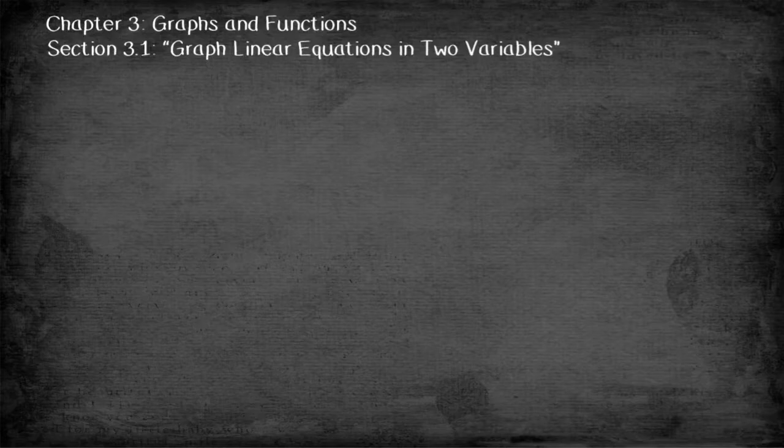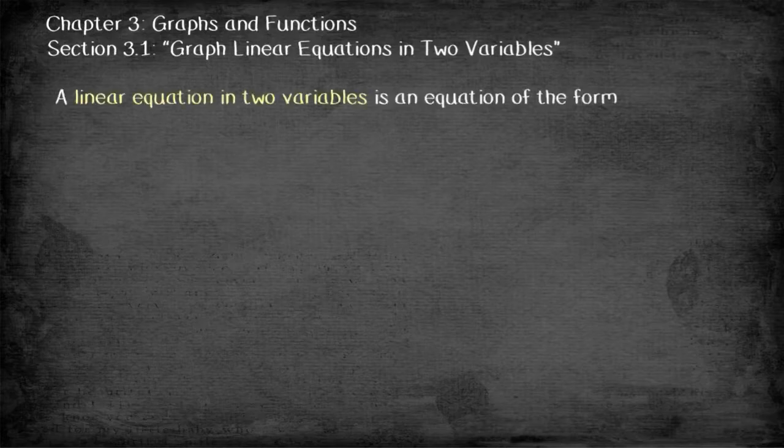In the last video we looked at how to graph using the rectangular coordinate system, and in this video we're going to be looking at linear equations in two variables, and our ultimate goal right now is to be able to graph them easily. So what is a linear equation in two variables?